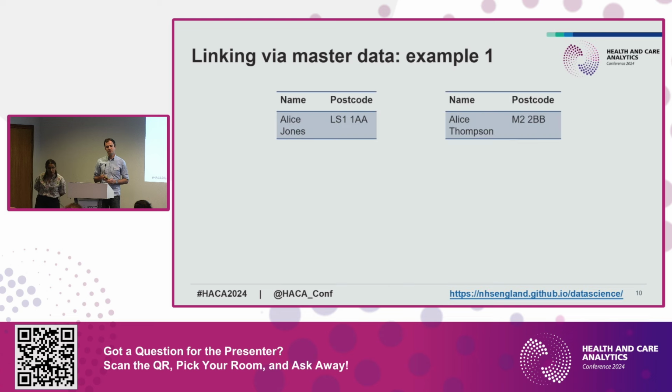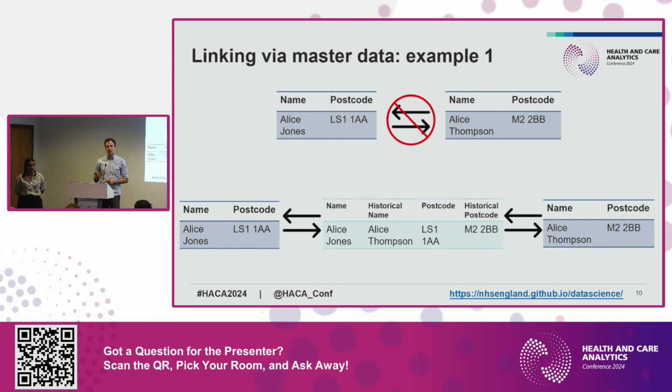The first one is that PDS contains historical information for each person. So here's an example. On the face of it, we would not think that these two records match. They are evidently different people. But when we observe PDS in the middle here, we can see that there are historical names and postcodes. So Alice Jones from Leeds has previously been known as Alice Thompson from Manchester. So actually these two records can be linked.